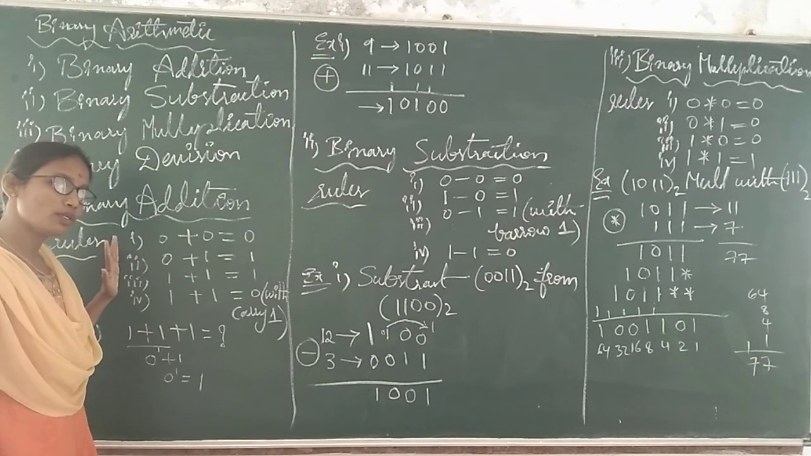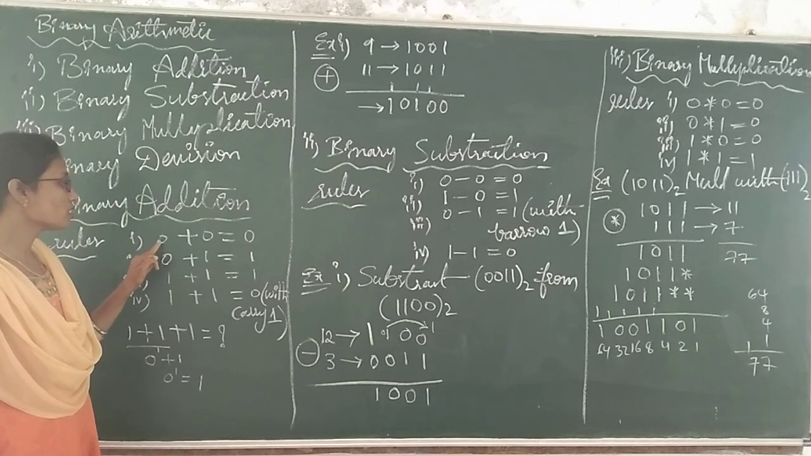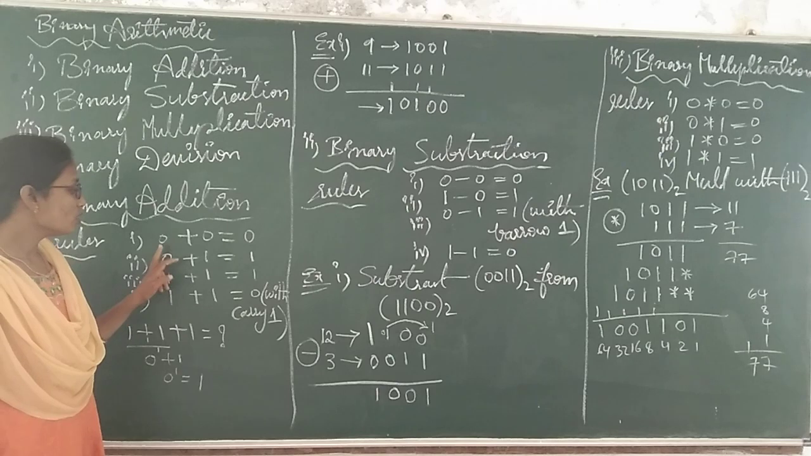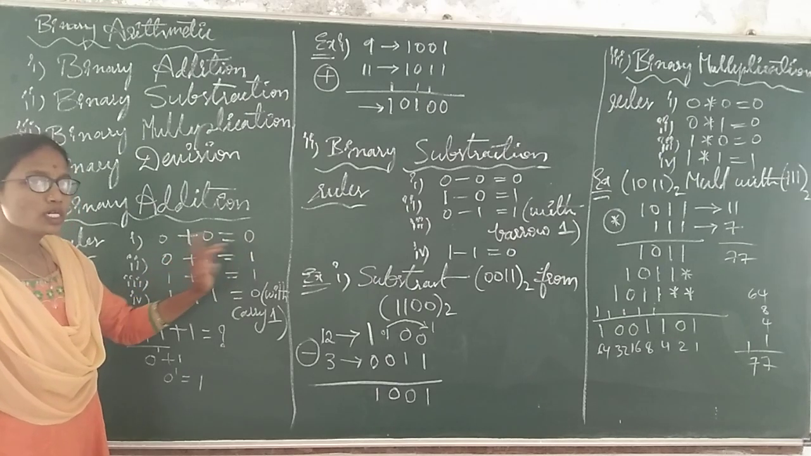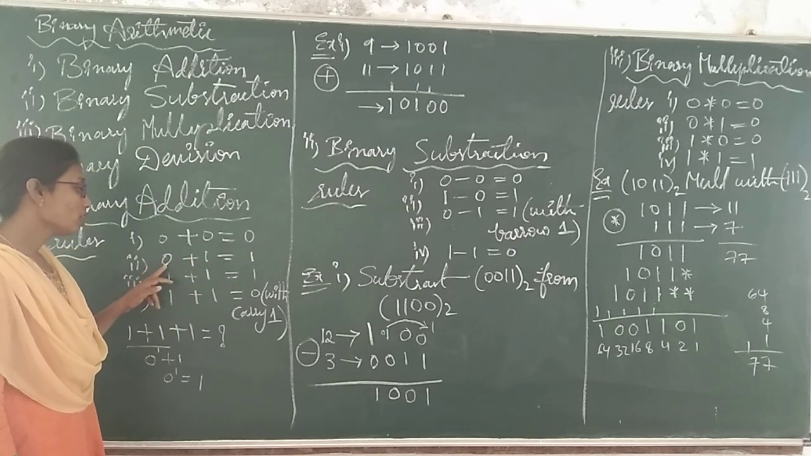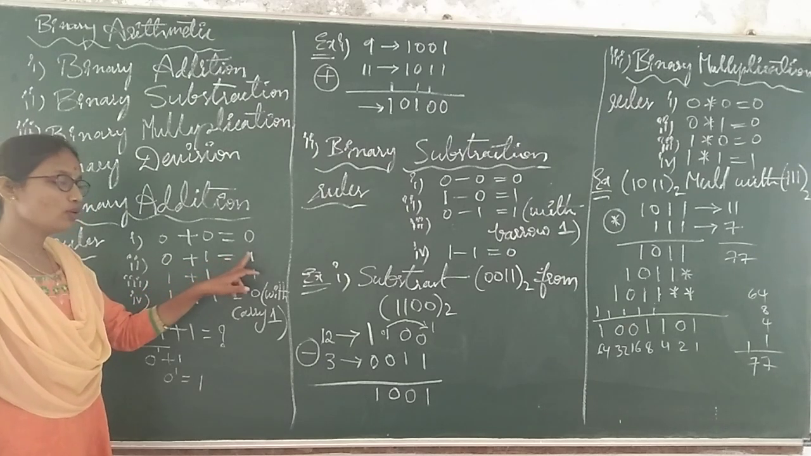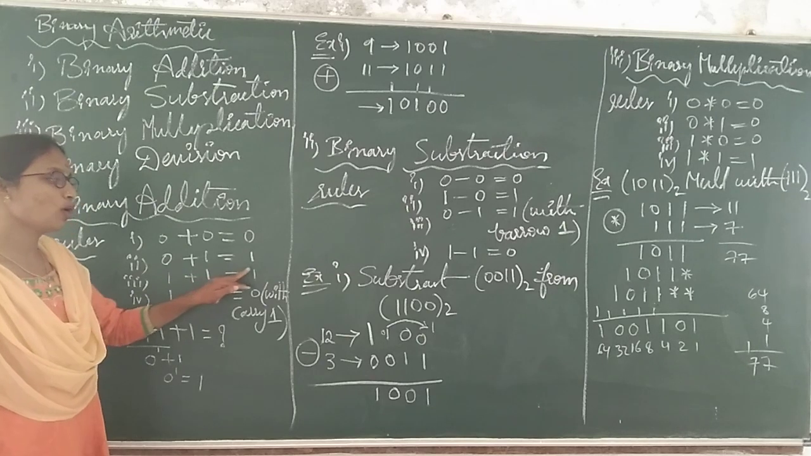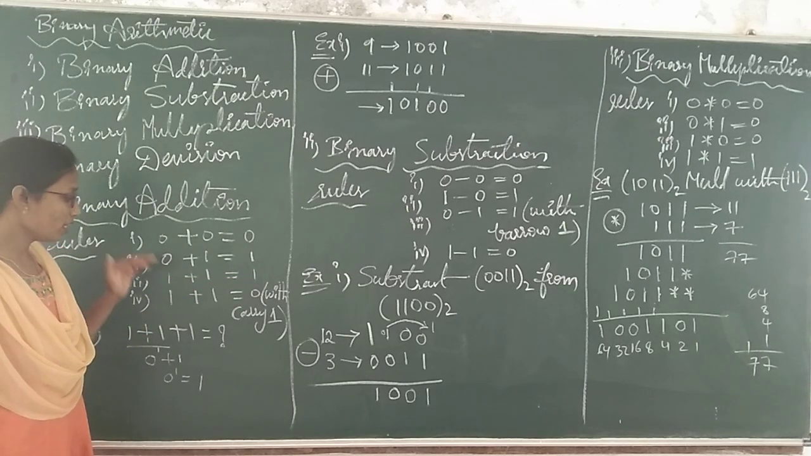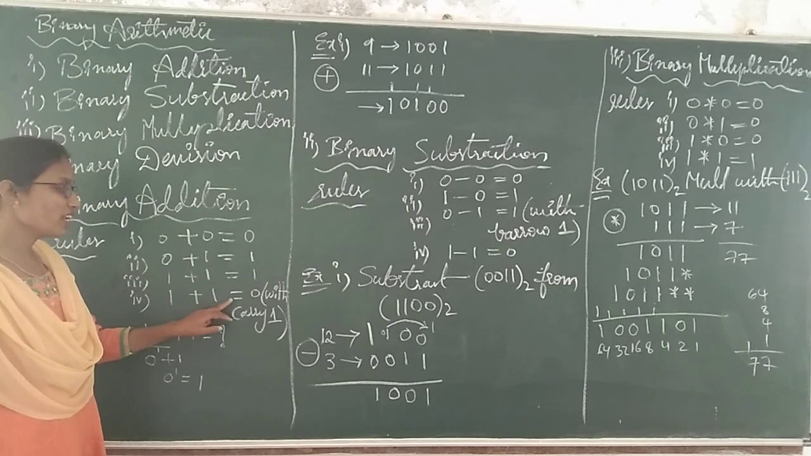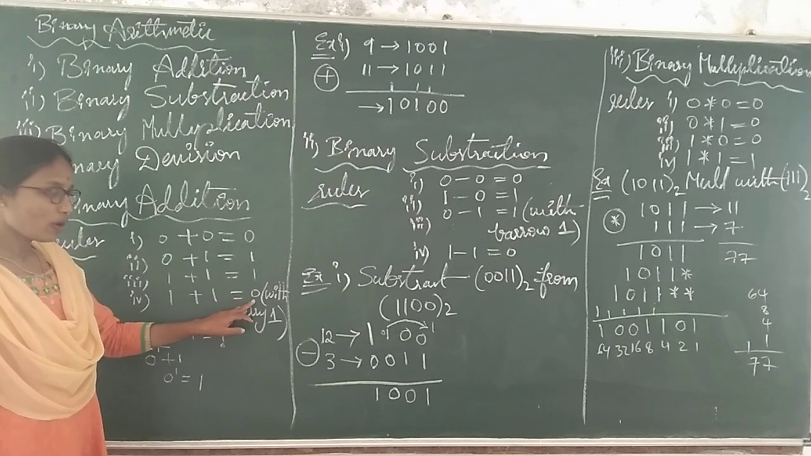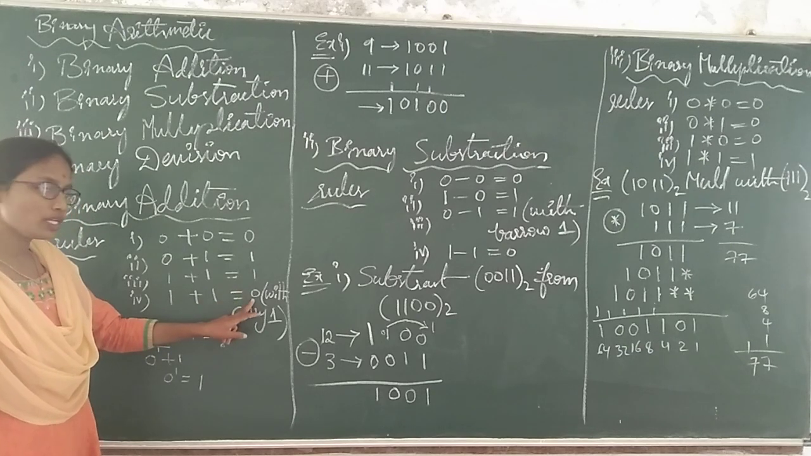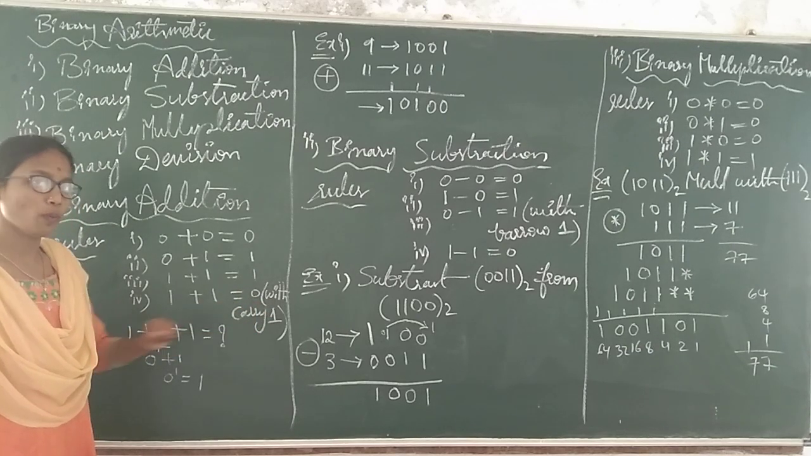Here we have the rules. First one is 0 plus 0 equal to 0. Then 0 plus 1 equal to 1. Next 1 plus 0 equal to 1. Next one is 1 plus 1 equal to 0 with carry 1.